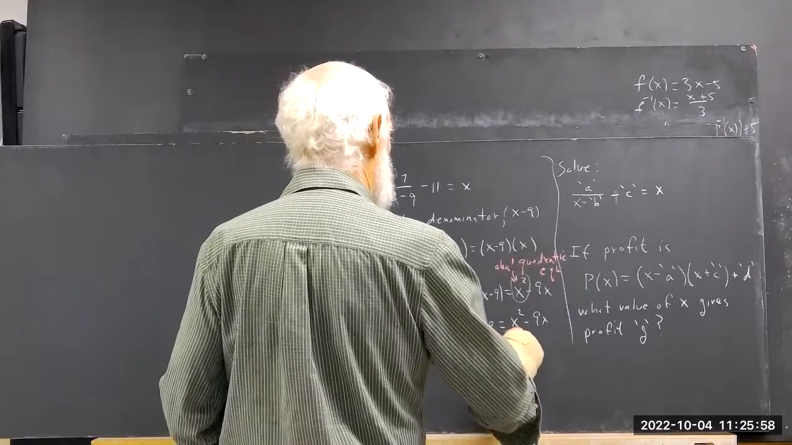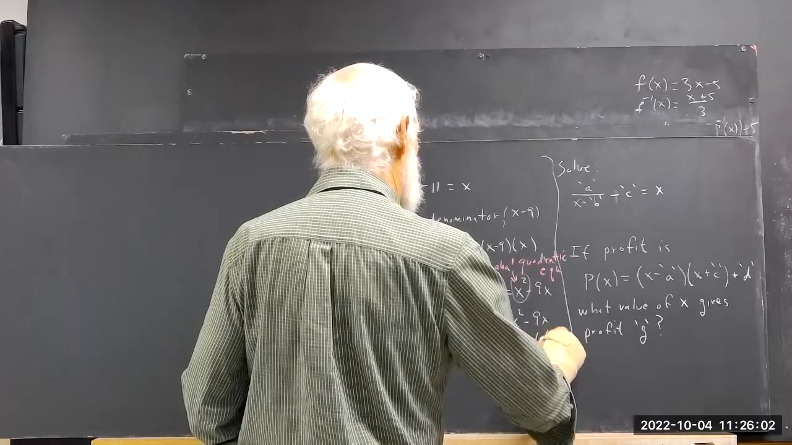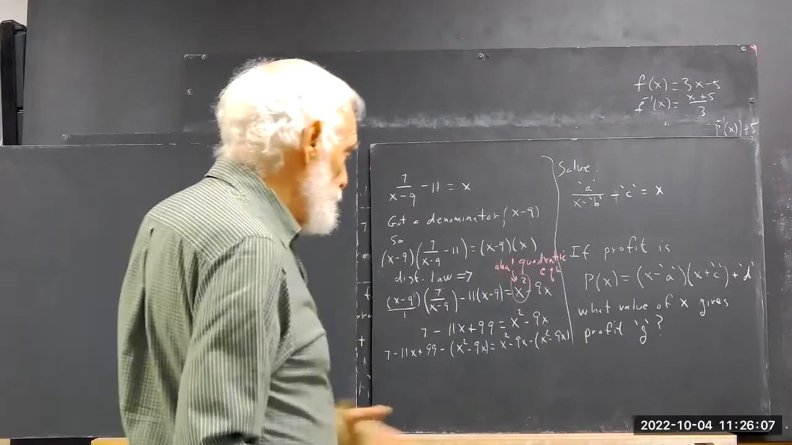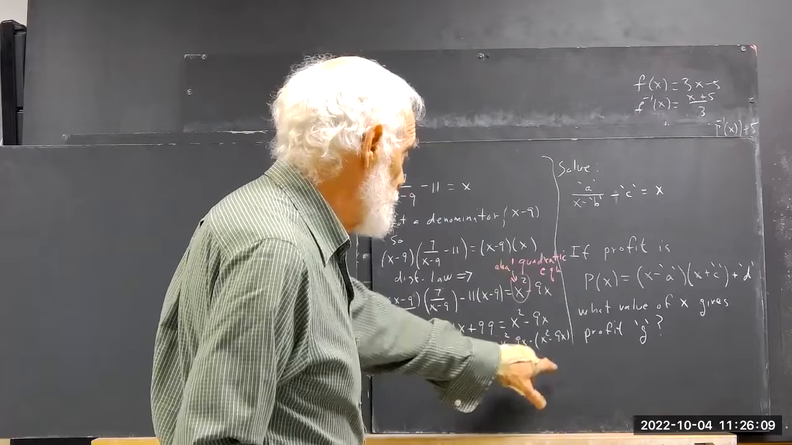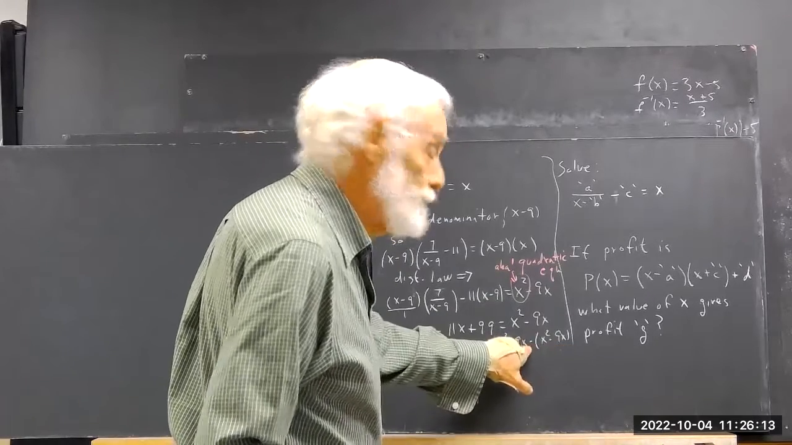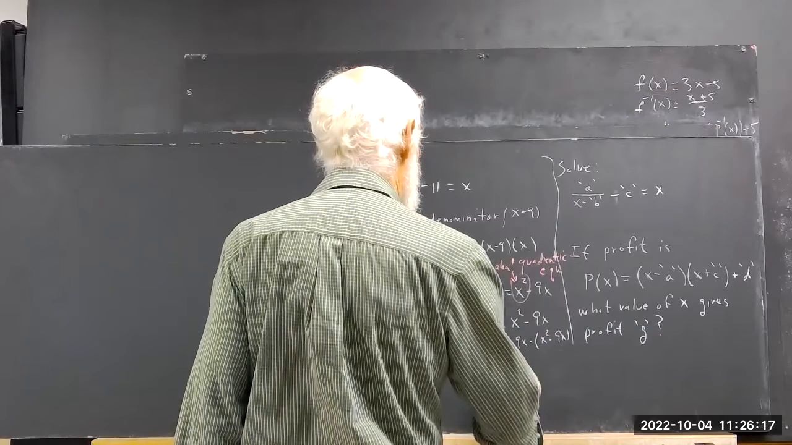equals x squared minus 9x minus the quantity x squared minus 9x. So this is going to give us 0 because we're subtracting this from this. This is the same thing as this, except we got a minus sign here. So this gives us 0.